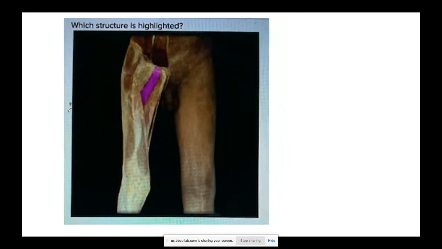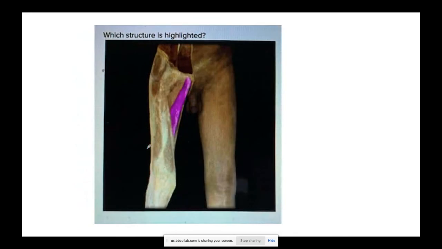Okay, what structure is highlighted? This one up here is going to be the adductor brevis. This one here would be adductor brevis. This one is the adductor longus. This one here is going to be the sartorius. Again, this one here is the adductor brevis. This one here is the adductor longus. This one here, gracilis.